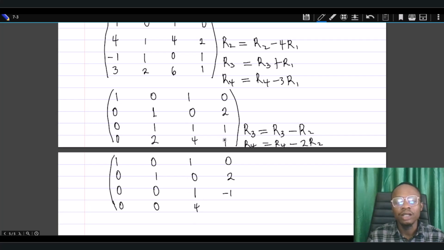Then for the last entry, 1 minus 2 multiplying this. Okay, sorry, that is 1 minus 2 multiplying this, which is 2, so that is 4. 1 minus 4 is minus 3. So this is minus 3.